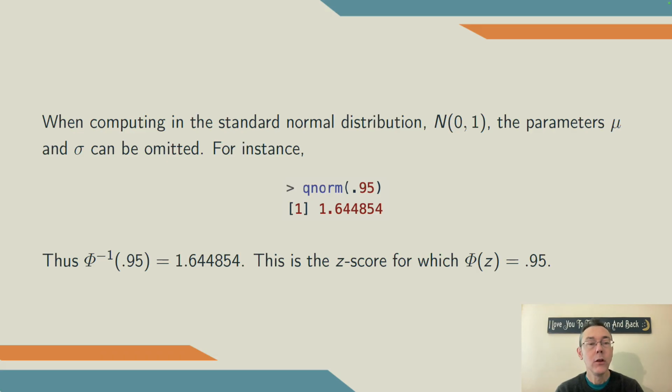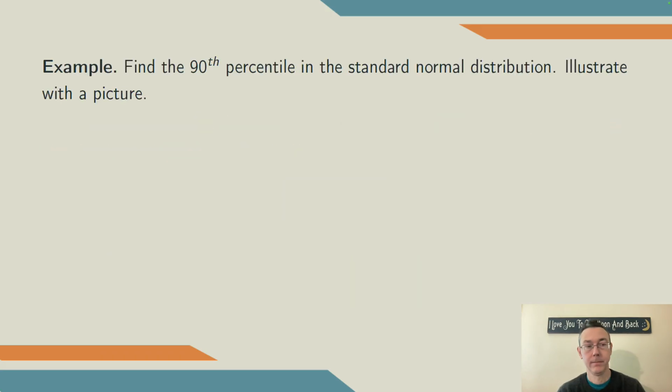When computing in the standard normal distribution, that is where the mean is 0 and the standard deviation is 1, you can omit the parameters inside of qnorm. So you can just do qnorm of 0.95 instead of qnorm of 0.95, 0, 1. Although that other code works too. The z-score for which phi of z equals 0.95 is about 1.645.